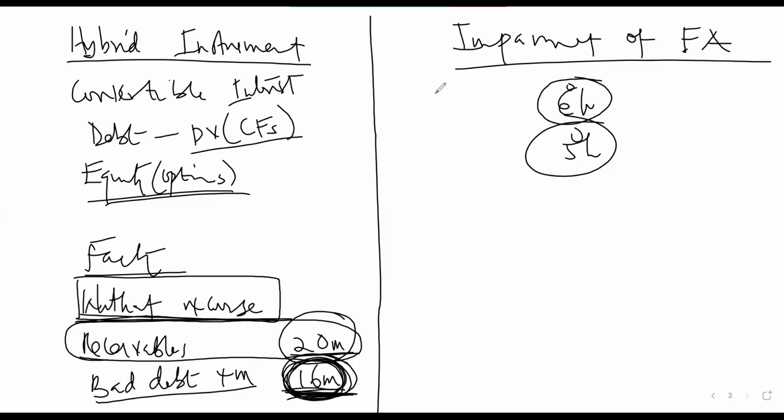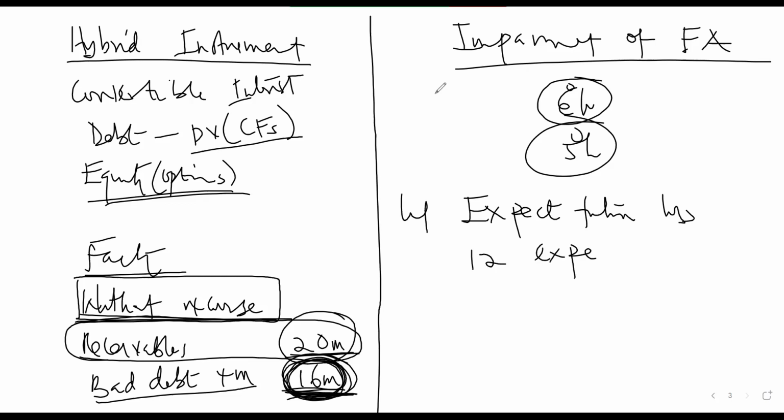How do we do the impairment? For the impairment, we use two measures. We use the lifetime expected losses, and also the 12-month expected losses. When do we use each of them?